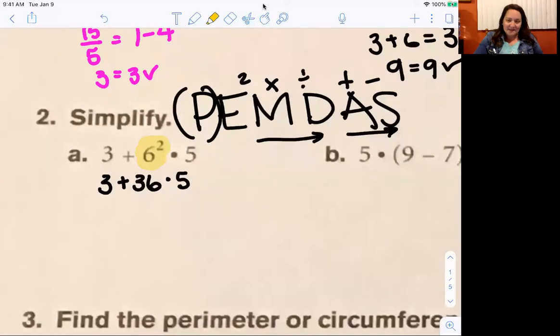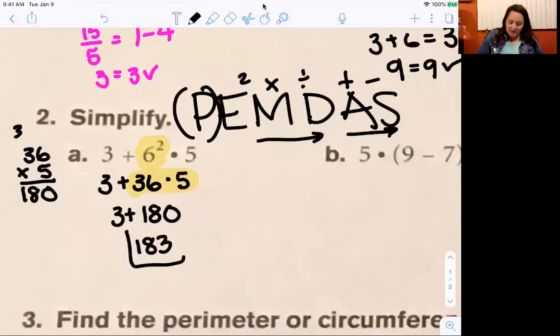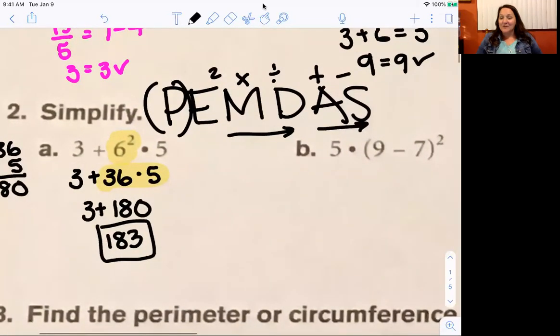What's next? 36 times 5. I have to do multiplying before I do adding. Now 36 times 5 I don't have memorized, so I come over here. 6 times 5 is 30, 3 times 5 is 15, plus 3 is 18, so it's 180. So I have 3 plus 180, and that's pretty simple, 183. Awesome, let's move to B. Pause if you're confused and go back and go through the problem with me again, okay?